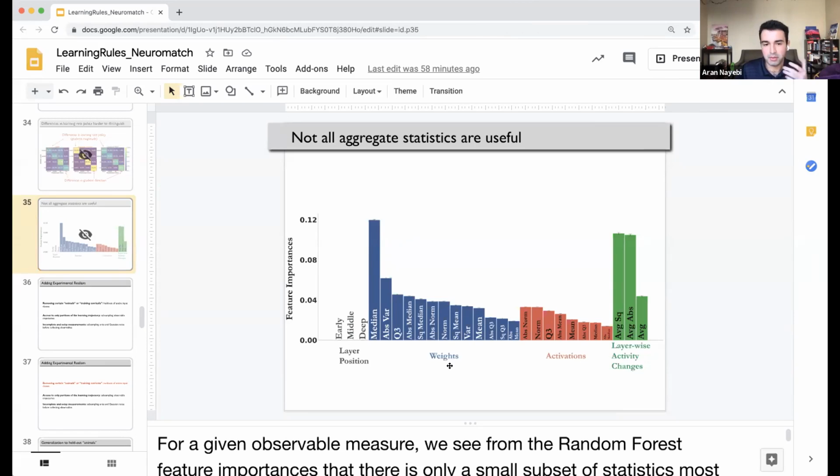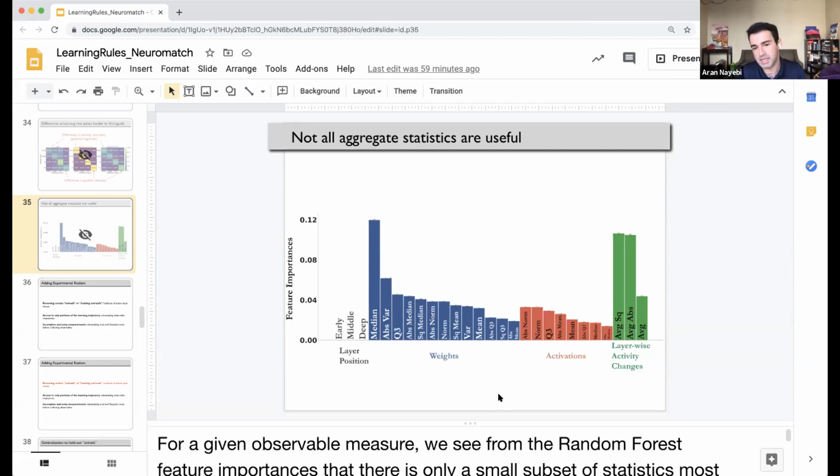So one thing we also kept track of was a rough layer position from which the statistic was measured. We didn't find that to be very important. So that's here in the layer position column. Among the weights, the median seemed to be very helpful as a statistic. And among the activations, taking the absolute value of the activations and then computing the norm across units seemed to be very relevant, so norm seemed to be a relevant statistic.